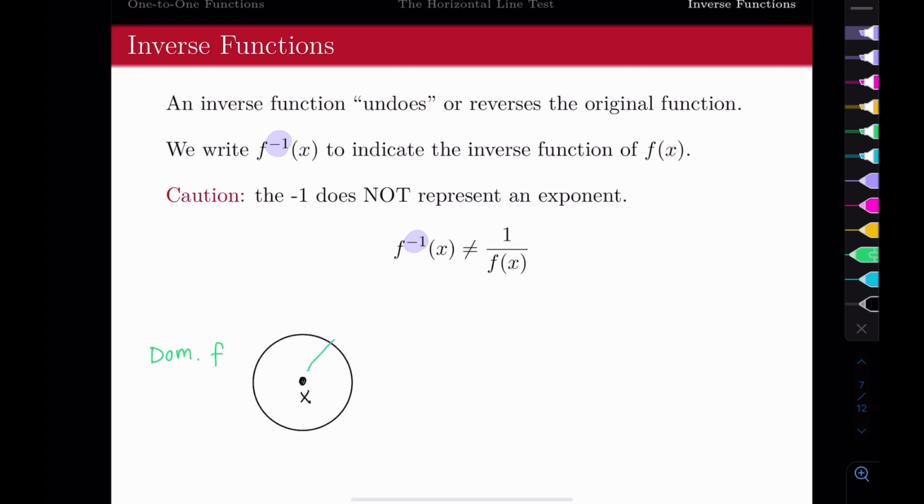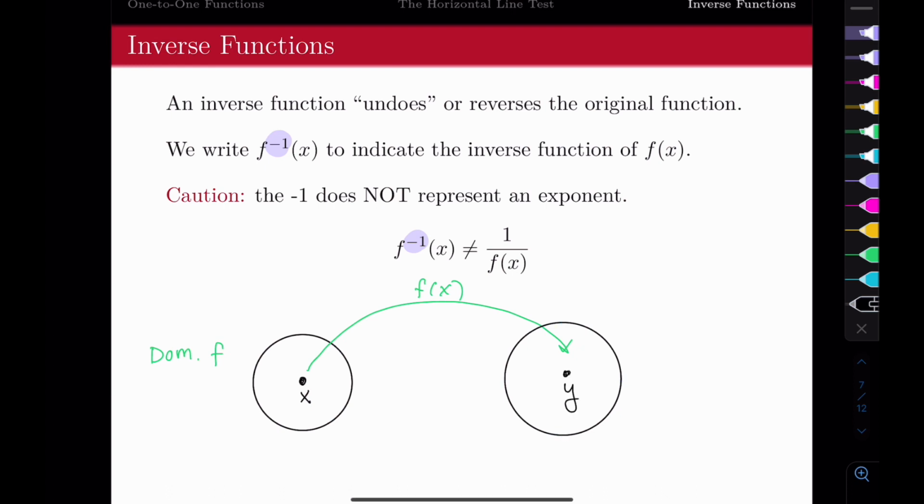Then when I plug this into my function, I'm getting output values, which are y values. Okay? So this would correspond to the range of our function f. For the inverse, I'm going to switch these roles and reverse the process. So I'm really going to land right back to where we start for the inverse function.